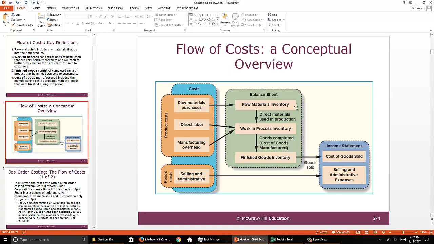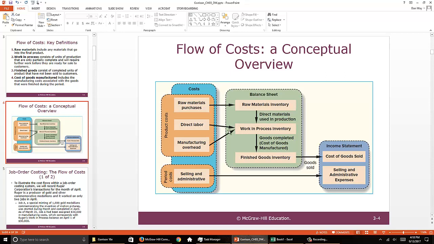In the middle, we have some balance sheet accounts that accumulate some of those costs though. Raw materials inventory is a permanent account, and that's going to accumulate all of our raw materials purchases costs in a particular period. Work in process, again, is going to track the costs associated with any products that we're currently working on and not quite finished with.